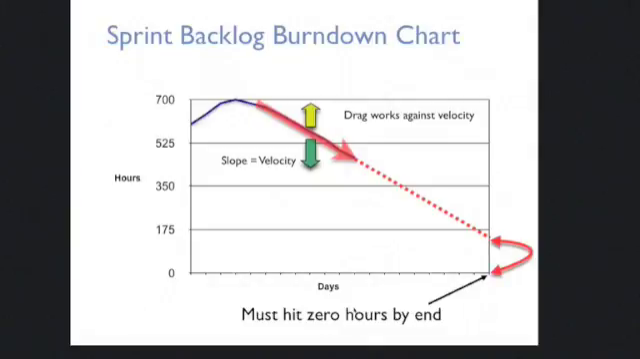And so what we'll do is we'll take a look at that. And we said, again, that cardinal rule: we're not going to extend the sprint. The sprint must hit 0 hours at the end. So what we're going to do is have a conversation with the product owner and say, we're going to take maybe 1 or 2 of the least important stories on that backlog for the sprint, and we're going to remove them. We're going to take them off this sprint backlog.